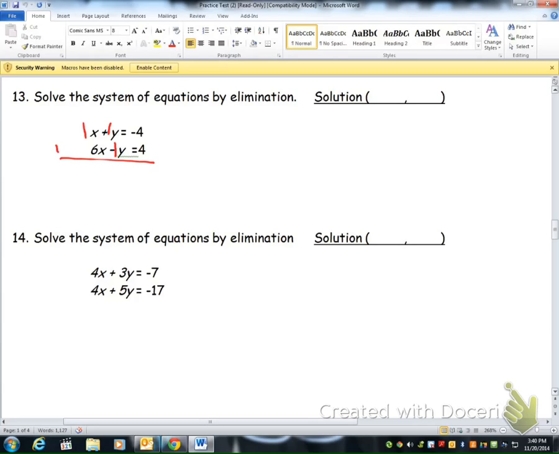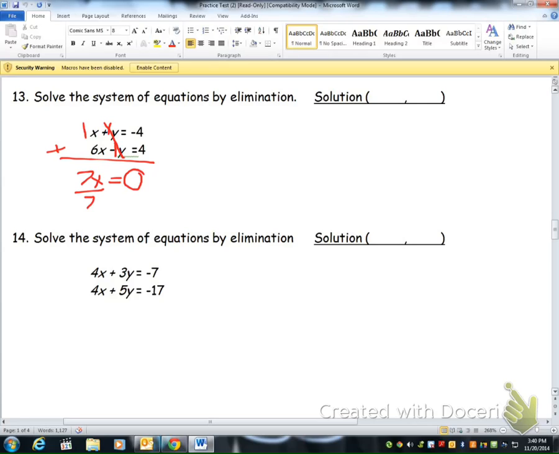So I can simply add the two up. So I get 1x plus 6x, which gives me 7x. 1y and negative 1y cancel out. Negative 4 and positive 4 cancel out. But that doesn't mean there's nothing there. It means there is 0 there. Remember, 0 is a number. Don't let it freak you out.